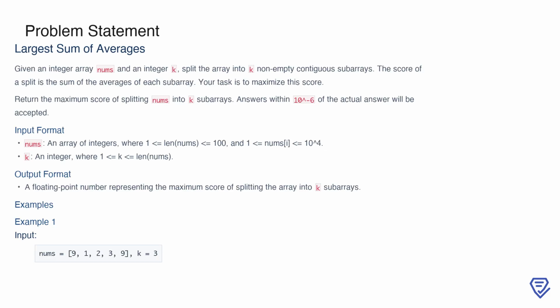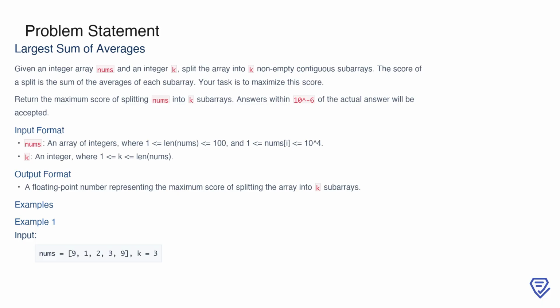The problem asks us to maximize the score of splitting a given integer array, nums, into k non-empty contiguous subarrays. The score of a split is defined as the sum of the averages of each subarray. For instance, if we split the array into 3 parts, we calculate the average of each subarray and then sum these averages to find the score. Our goal is to find the maximum possible score for any valid way of splitting nums into k subarrays.